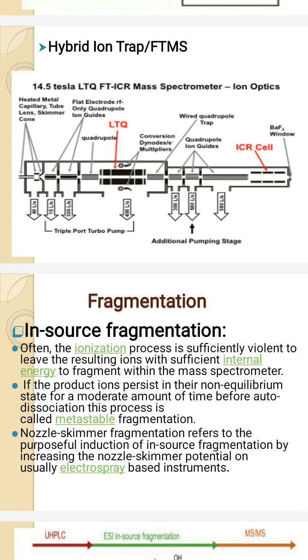Hybrid ion trap or FTMS. For the hybrid ion trap or FTMS instruments, precursor ions are selected and fragmented in an external ion trap. The generated product ions can be detected either in the external trap or by FTMS.